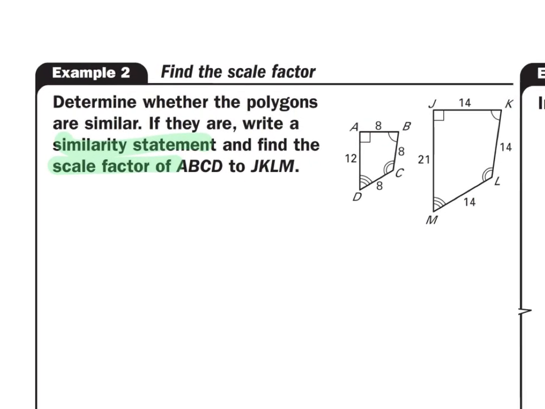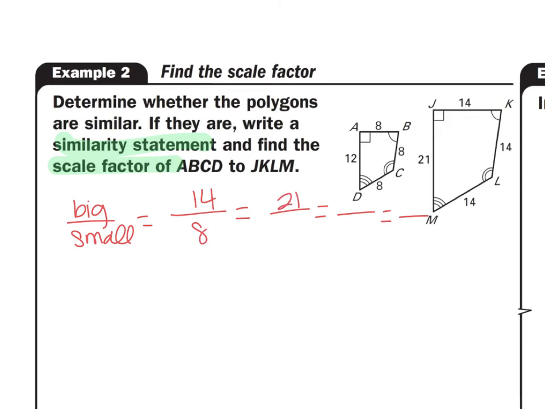Let's do big to small. Big over small. It doesn't matter which one we do. So let's pick the top. We're going to have 4 sides. Kind of ran out of room. That's okay. I'm writing too big. So let's do the top side, which is 14 on the big one, to the top side on the small one, which is 8. Let's do the left side on the big one, 21. Left side on the small one is 12.